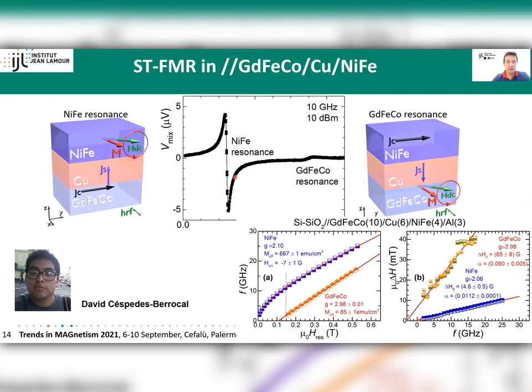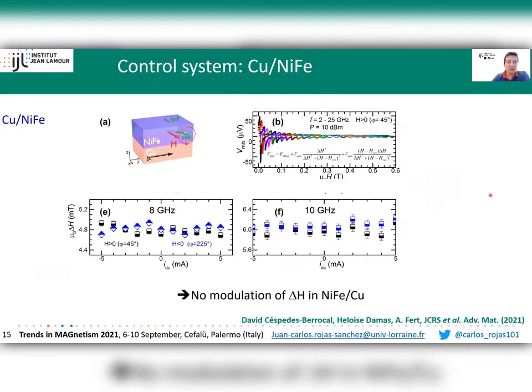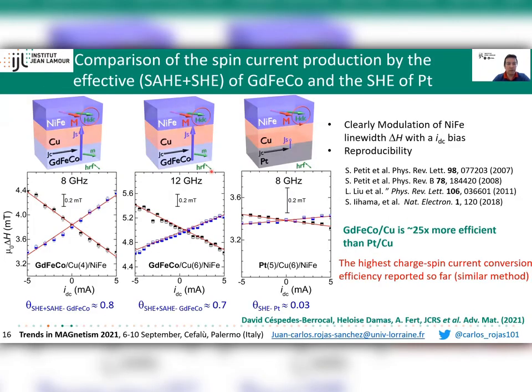And let me show first an example on this control system, a copper nickel iron bilayer. Here at the top, we see the STFMR spectrum between 2 and 25 gigahertz. But for example, if we look at the case of 8 or 10 gigahertz, now when we add a DC current, we can see that there is no sizable variation of the line width of this signal. So as expected, no modulation of line width in nickel iron copper, so no charge-spin current conversion, no spin-orbit torque.